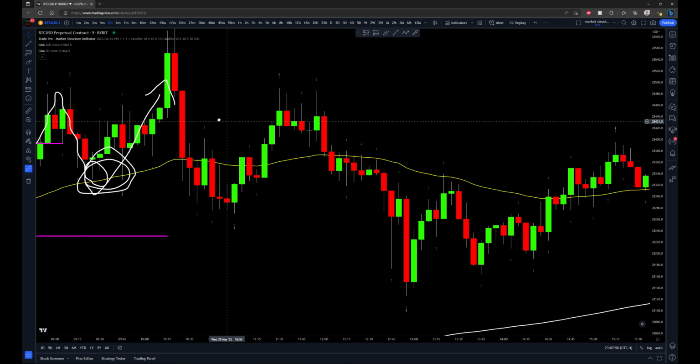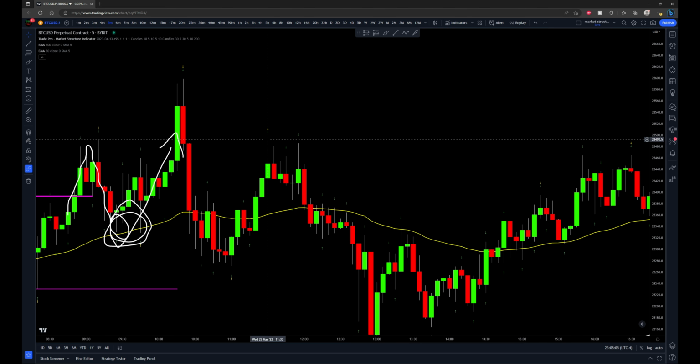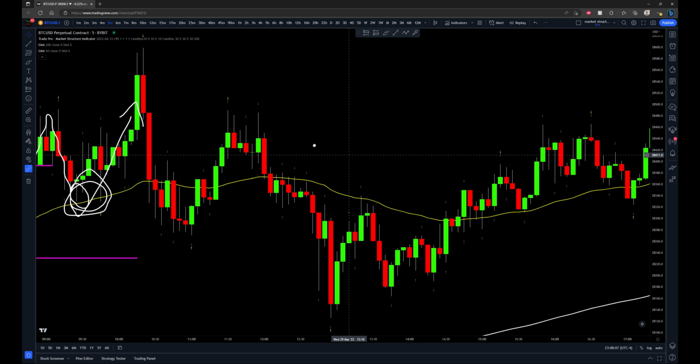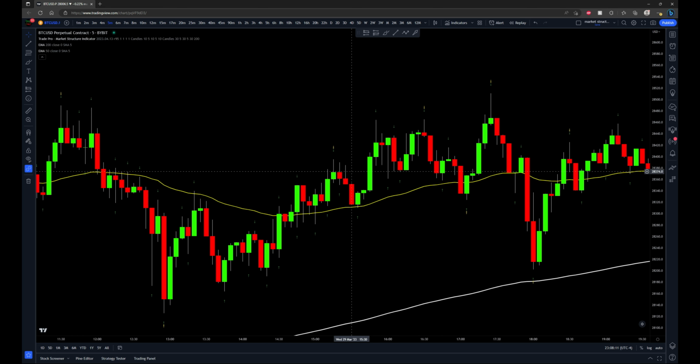Then again, we're looking for another pullback. We don't see any intermediate term structure breaks. This is currently the lowest point of structure. We see a structure right here, and it is broken to the upside.